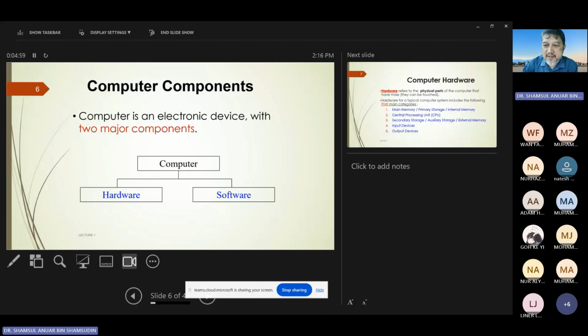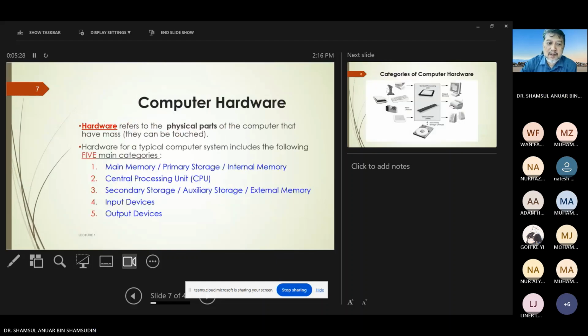Computer is an electronic device with two major components. So a computer consists of two parts, hardware and also software. If we have only the hardware without the software, it's not usable. Again, if you have software but do not have hardware to run it, it's not useful either. Okay, and then the hardware refers to the physical parts of the computer.